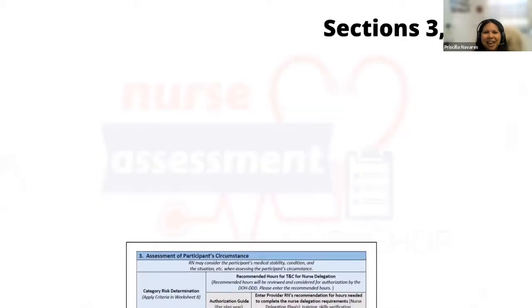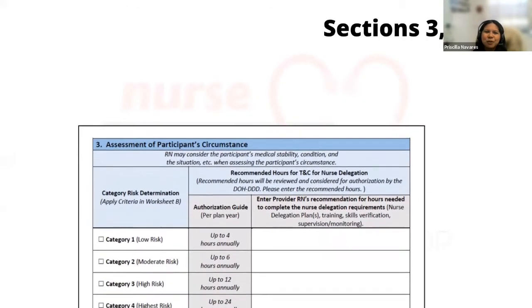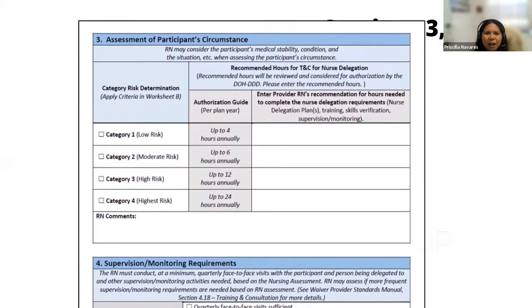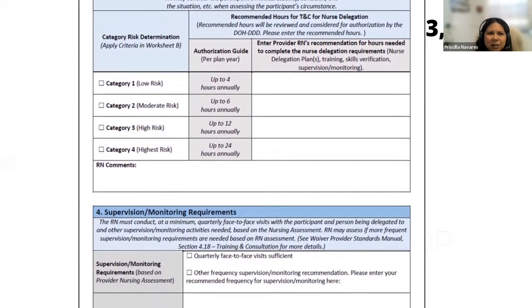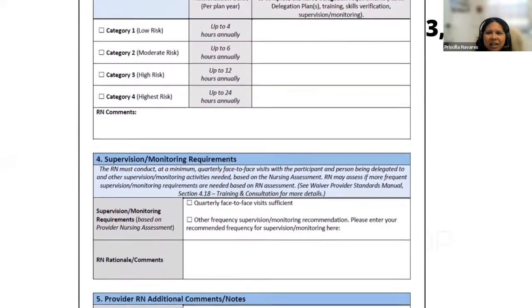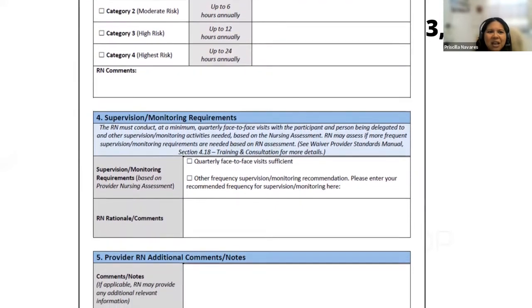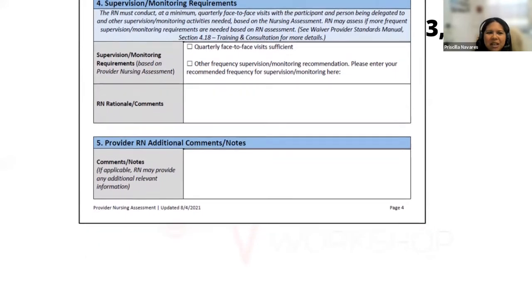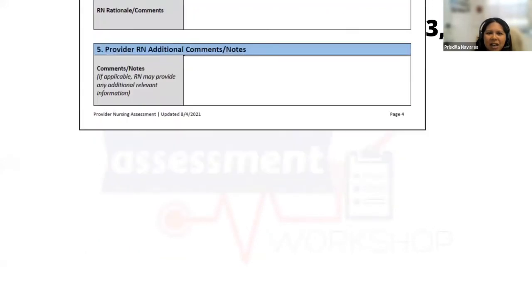Whatever the task may be, the reason may be for either it being delegated or not, you may be able to identify that here. So for sections 3, 4, and 5, you can see here number 3 is assessment of participant circumstance. You're going to identify the risk. Then for the supervision and monitoring requirements. And finally, provider RN additional comments as well.